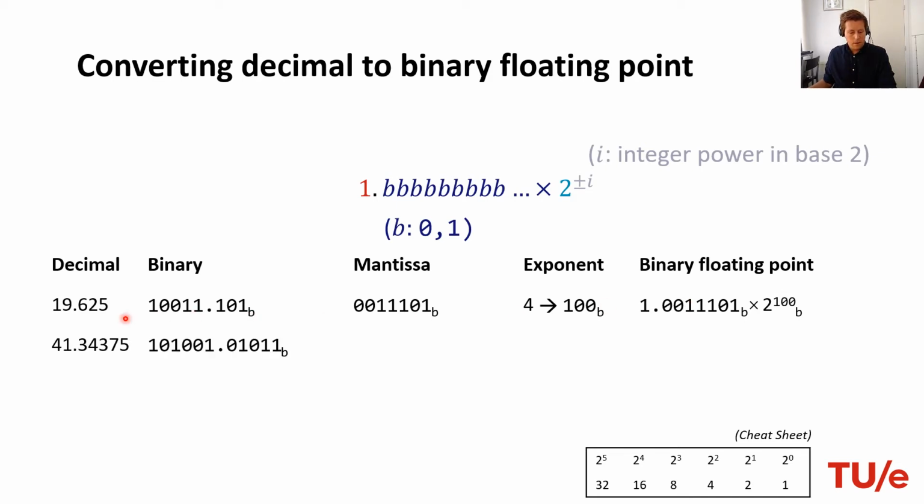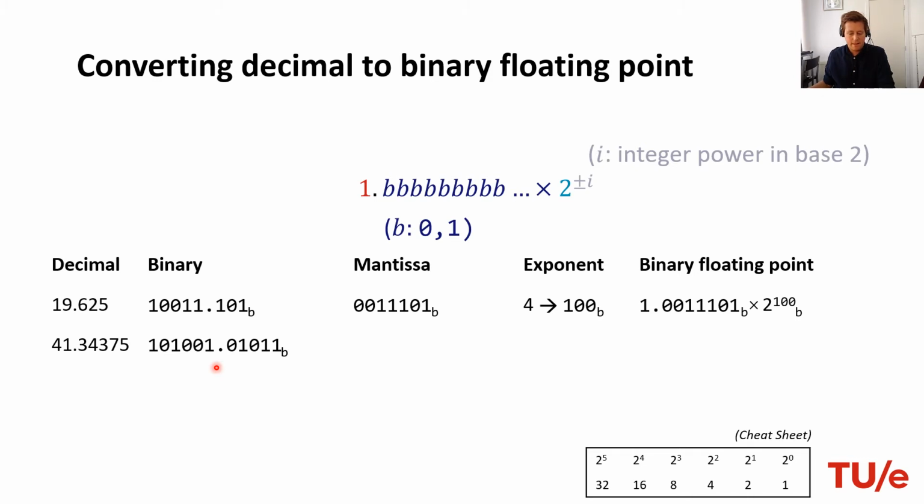So now looking at our second example, 41.34375, which we already readily converted into binary format 101001.01011. Let's convert it now to binary floating point. And again, you can pause the video if you want to do this by yourself first in order to get some exercise. And I will give you the chance to do that.